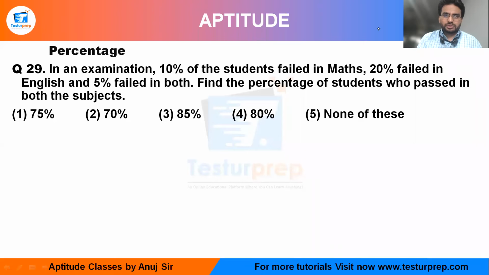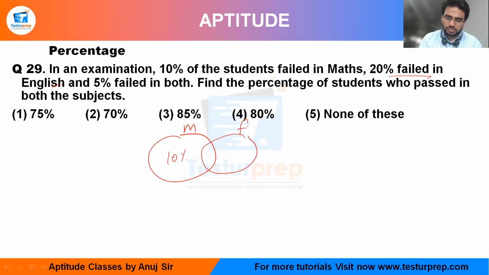Question number 29, बच्चों. In an examination, 10% of students failed in math. Let me take there is a circle of math and the 10% students did not get through the paper. After that, 20% failed in English also. Let me take the English circle there, and 20% failed in that particular subject. 5% failed in both. Let me take this 5% in both.